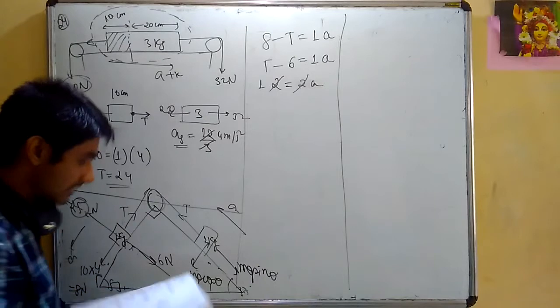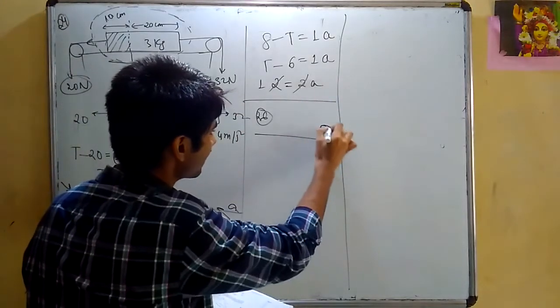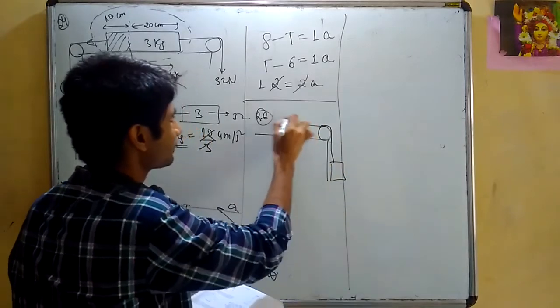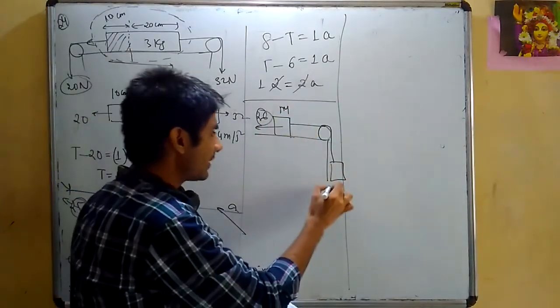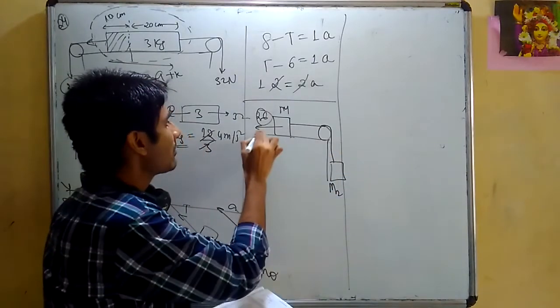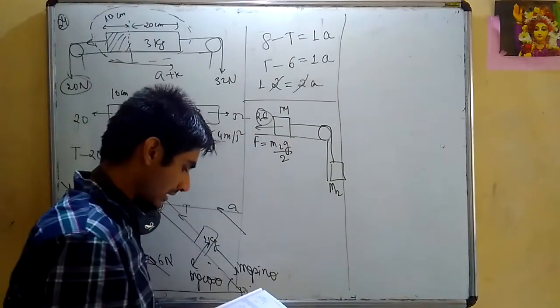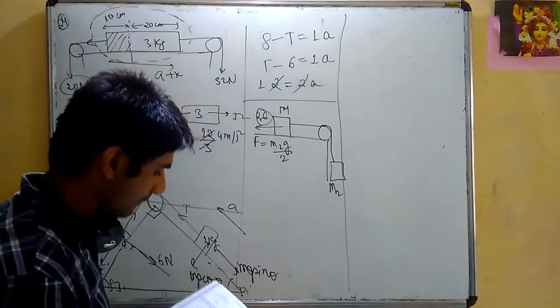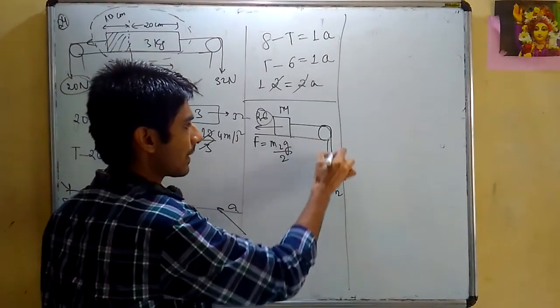Question number 26. If you see question number 26, it is said that a block is kept like this and a block is like this, and I am applying a force like this. So this is M1 which is given to me in the question, and this is M2 which is given to me in the question. The force which I am applying is given as m2g by 2. Okay, you have to find the acceleration of m1. Of course, acceleration of both the blocks will be same, right?